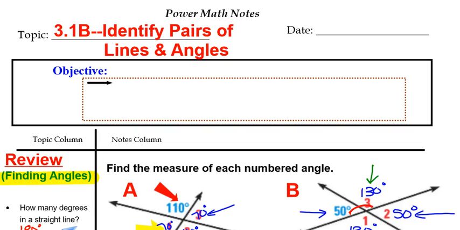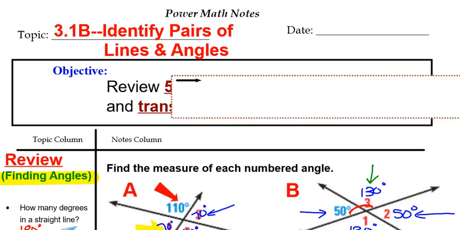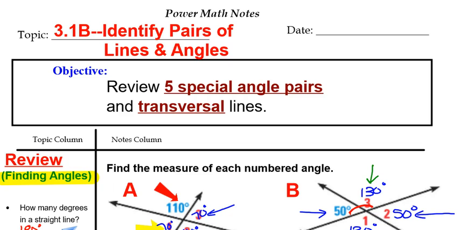All right, gang, we are going to be going over our practice problems from page 1 here on our 3.1b notes, identifying pairs of lines and angles. Reminding you what our goal is for this lesson. Our goal is to review the 5 special angle pairs and transversal lines. I said 6 in the other videos, but there are just 5 special angle pairs that we need to talk about. What I want you to do is pause right now and jump down to the bottom of the page.